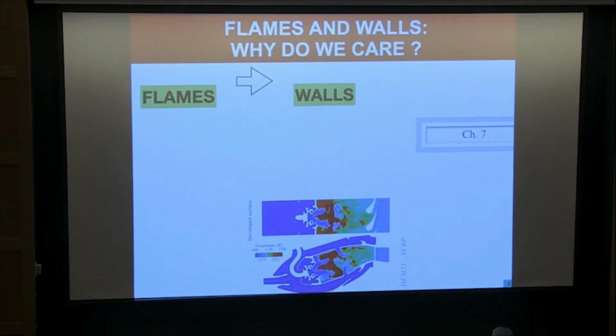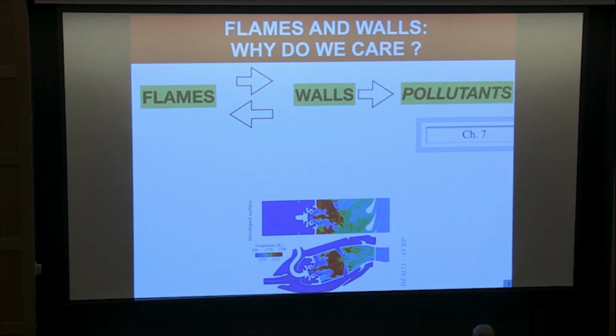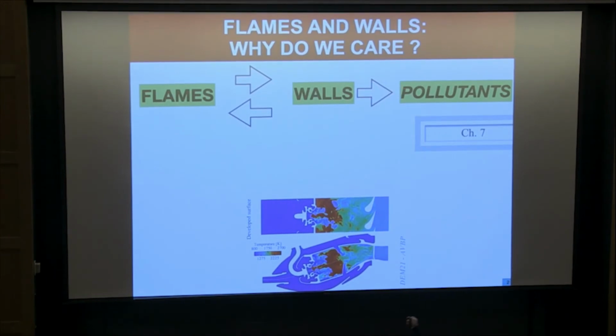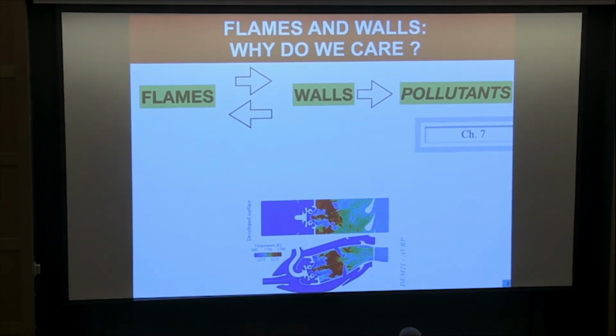So why do we care actually? We care because flames obviously influence walls, but walls also influence flames because they cool them, just because we cool the walls so the walls can survive. When we cool the walls, at the wall the temperature goes down, and so the reactions go down. So there are some species which don't burn. When you cool a wall too much, you produce pollutants, and of course that's not good.